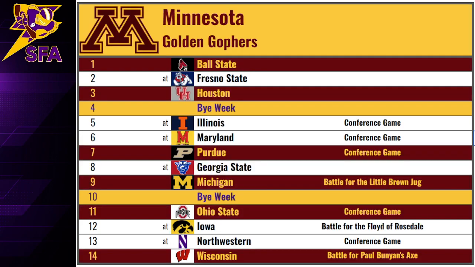And Coach Rick's schedule, Minnesota, Ball State to start. Then you've got the Chadley Brown game. You got Houston. And then Georgia State. Oh, baby. So, yeah, battle for the Little Brown Jug. And kind of a brutal schedule those last 5 games. Michigan, Ohio State got them at home. And then Wisconsin as well.